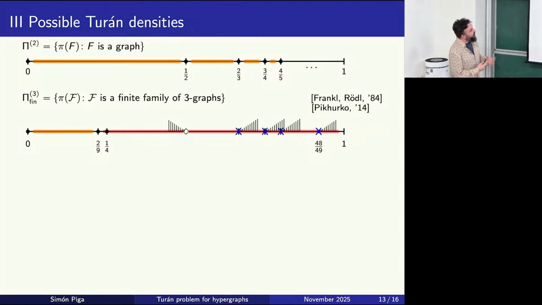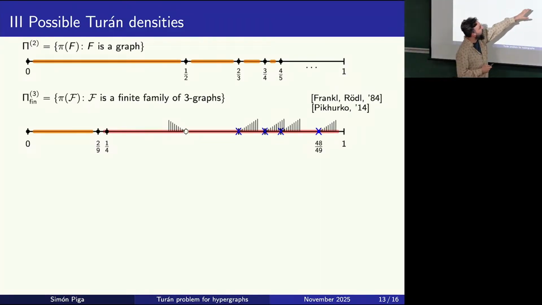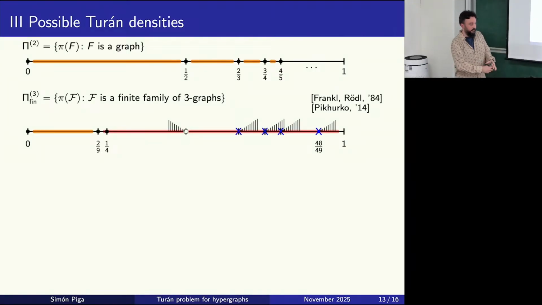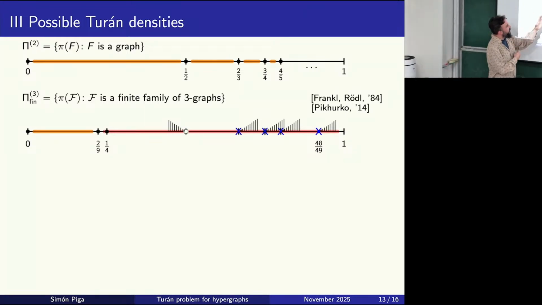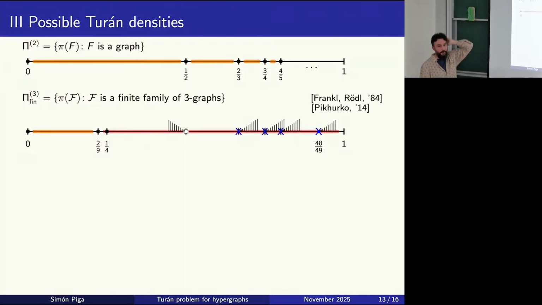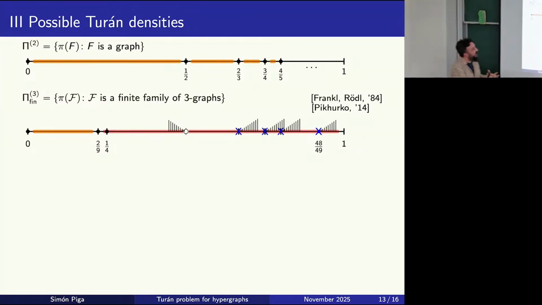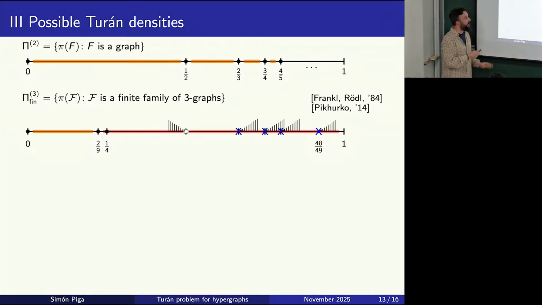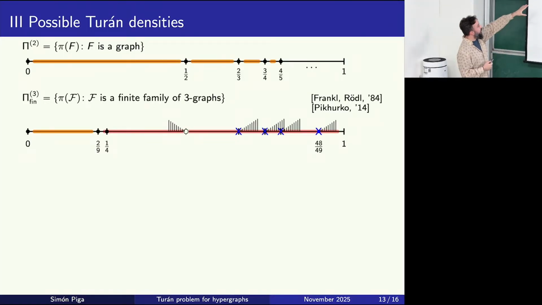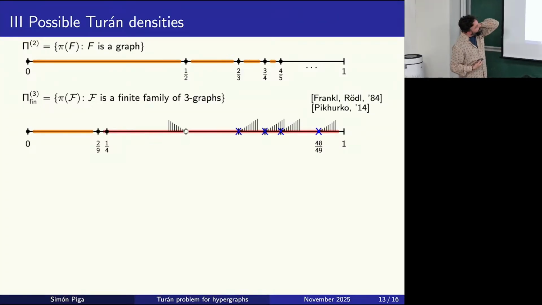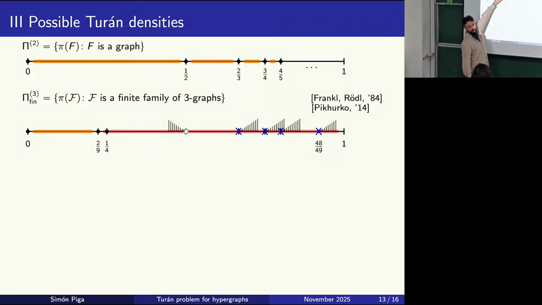But recently, let me just say that Pikhurko also later generalized this result much more deeply. He is actually showing that this set has some nasty behavior. It's definitely not as boring as the first one, and everything that you could expect could happen somehow. There are accumulation points from both sides, and it's a very messy set. And again, this is for finite families of hypergraphs. And these have been generalized recently also for single hypergraphs and so on.